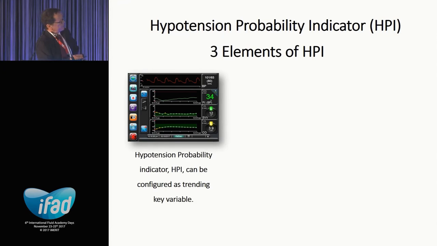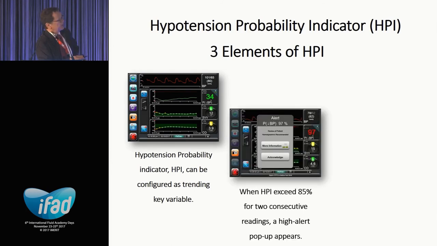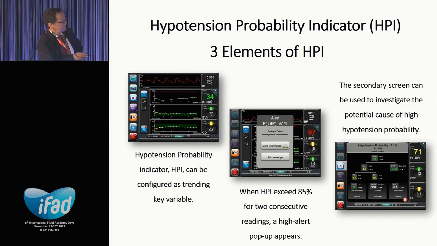And this variable can be configured on your monitor. It can be configured as a trending variable, like your blood pressure or stroke volume variation. You can see here the HPI variable. And if this probability indicator exceeds a certain range, 85% probability, a secondary screen pops up like this, and you can ask for more information. And if you do so, such a screen comes up which gives you more information about the potential cause of the hypotension and also how to treat it.